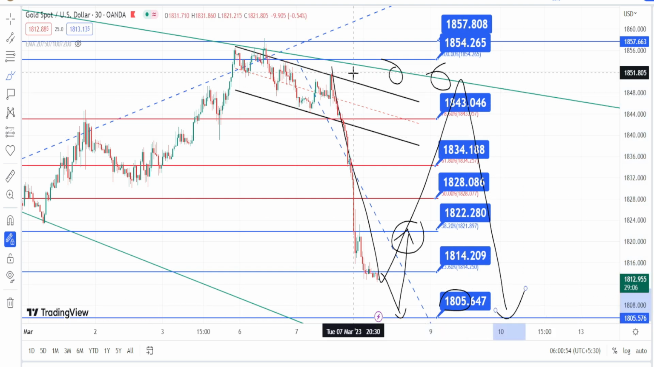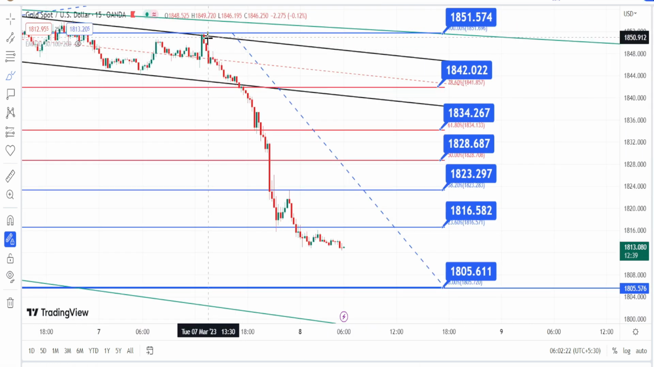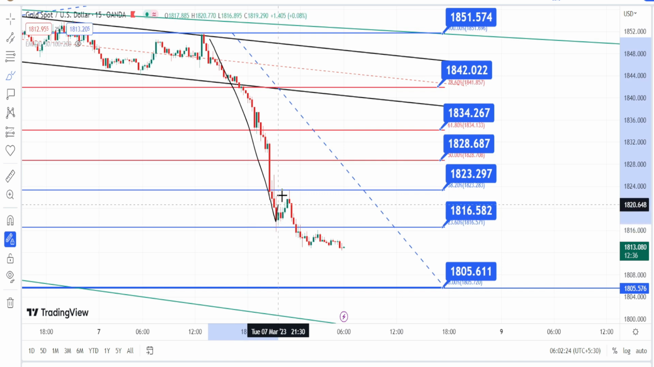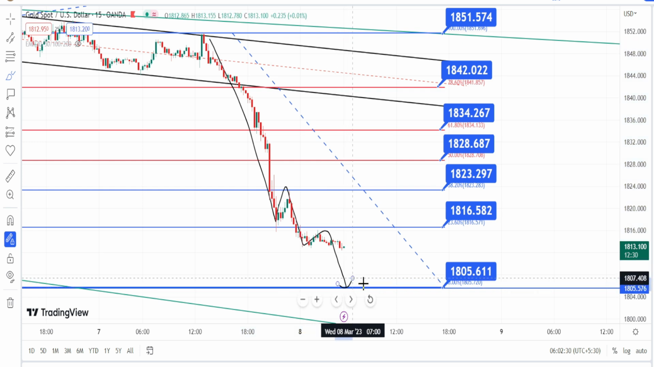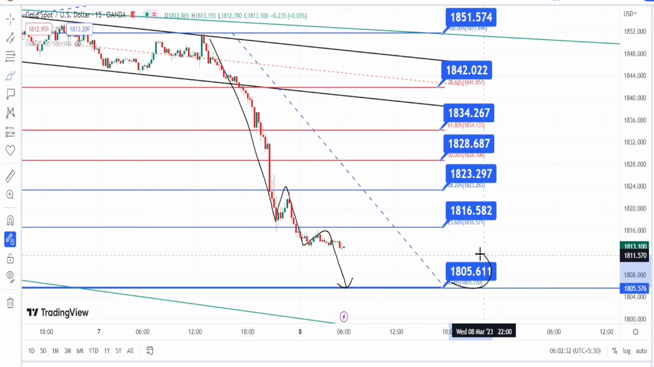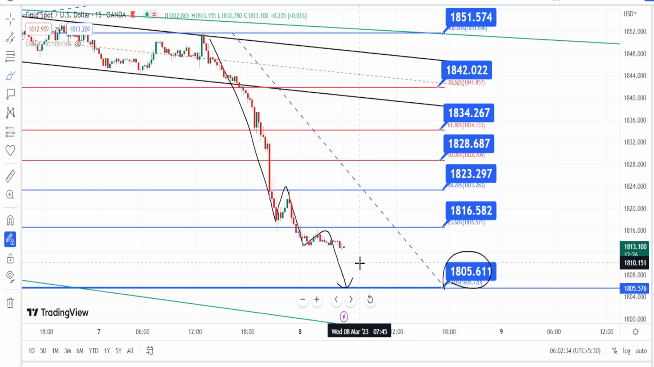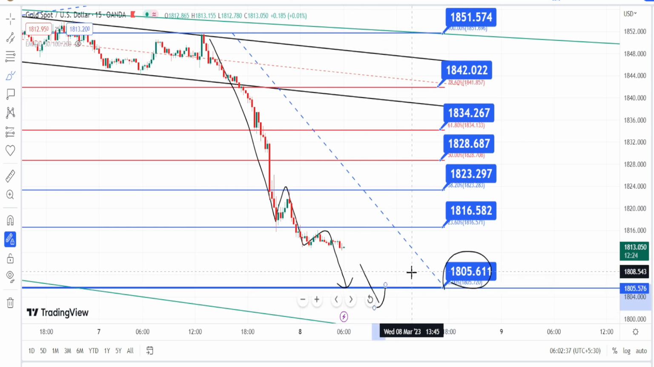Let us mark the support and resistance levels for 15 minutes time frame. The current trend of the price action in 15 minutes time frame is also in a very strong bearish trend, and if the bearish trend continues, next level of support is going to be around 1805. And once this support level is broken, we can expect the bearish side trend to continue in 15 minutes time frame also.